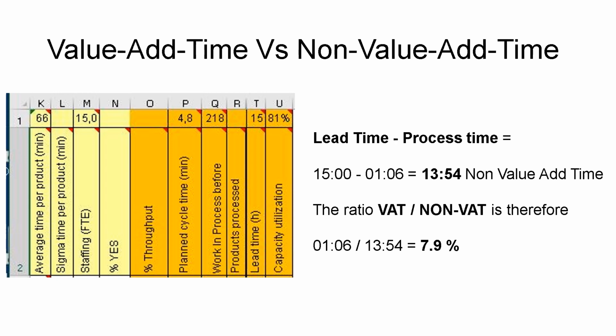The ratio of value add time to non-value add time is therefore 1 hour 6 minutes divided by 13 hours 54 minutes, equal to 77.9%. We must bear in mind that the WIP data we have collected from Gemba typically has a lot of variation. So this ratio we have calculated may vary widely depending on the moment we visit the line. This is why we need to collect variation data and use simulation to get a more realistic picture.